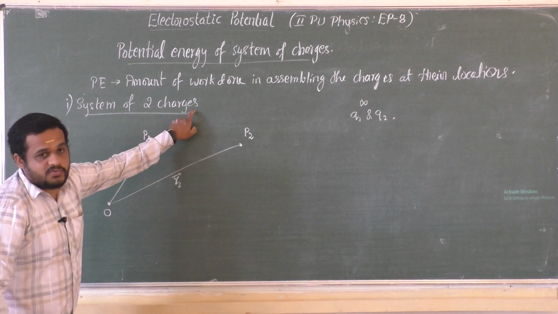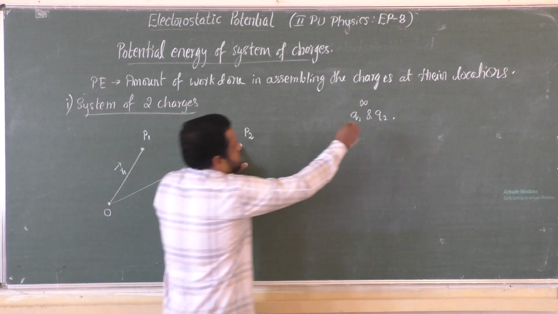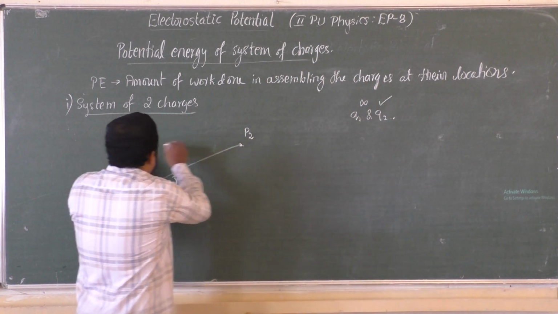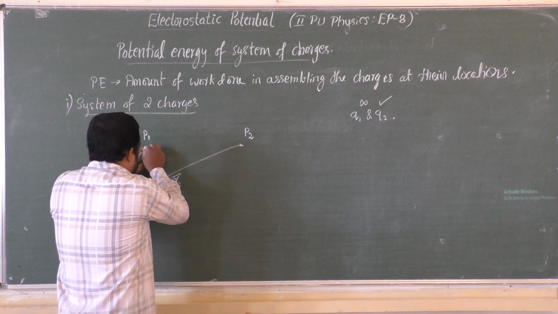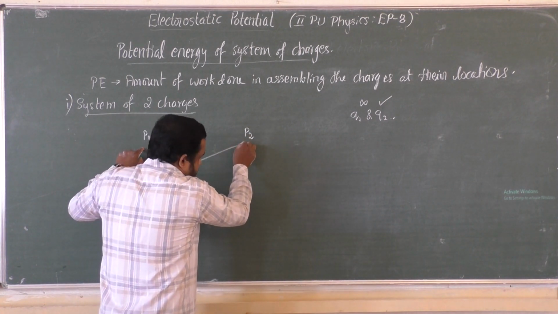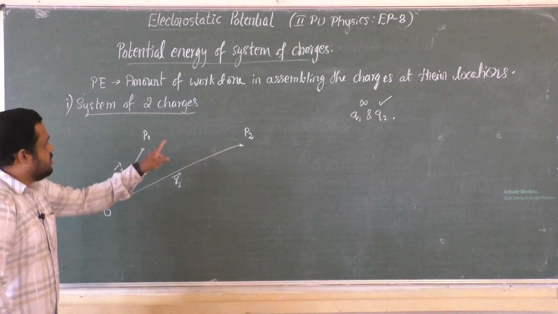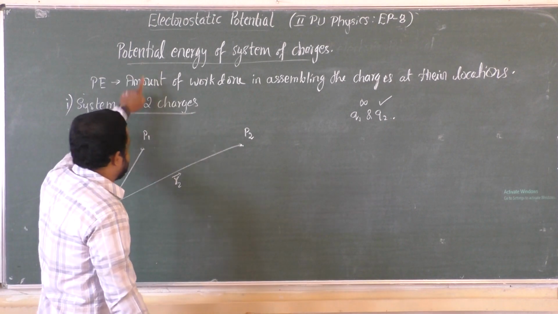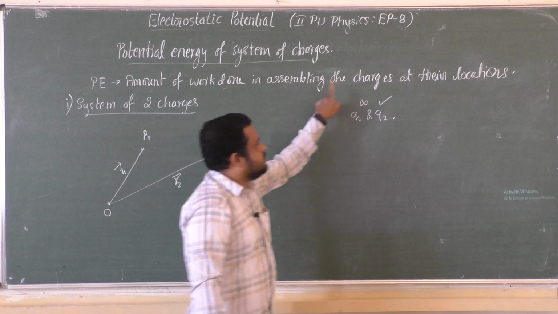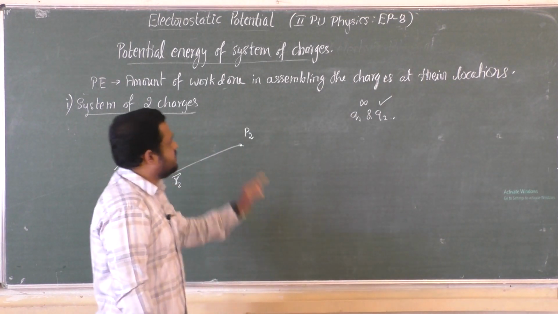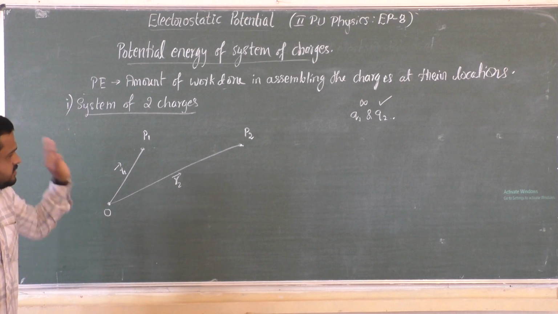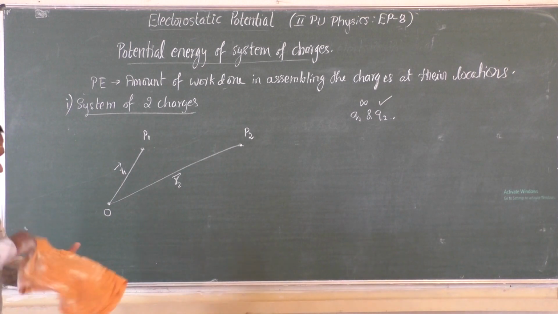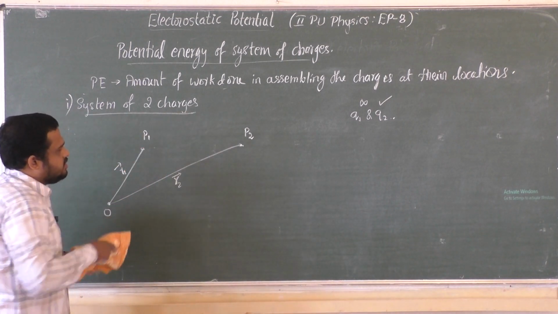We want the system of two charges. In the next step, we have to shift this Q2 from infinity to point P2, so that we placed two charges Q1 and Q2 at P1 and P2. So it forms a system of two charges. Now, according to the definition of potential energy, the amount of work done in assembling the charges at their locations itself is the potential energy of system of charges. So therefore, let us derive the expression for potential energy using this concept.